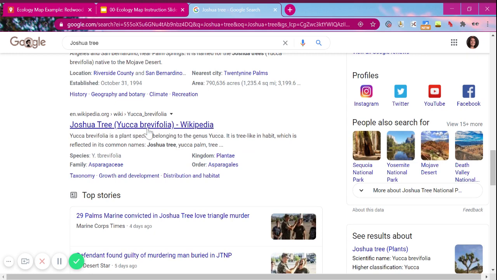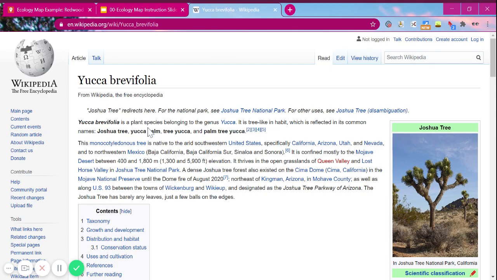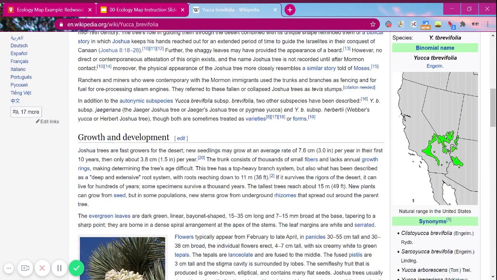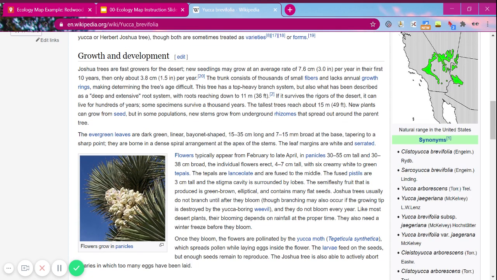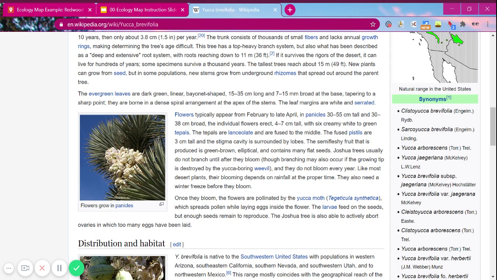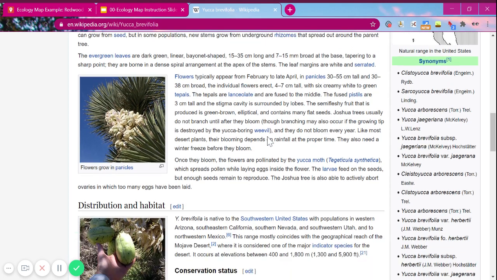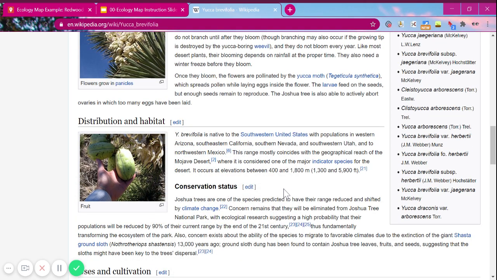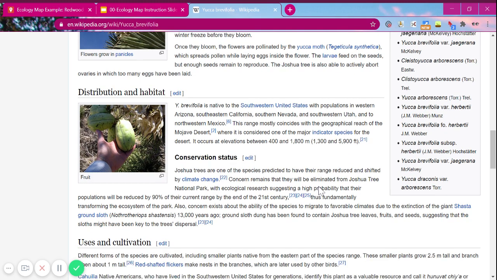So here it is. I'm going to click on Wikipedia. The nice thing about Wikipedia is it does mention where that species is found, and it also mentions a little bit its interactions. You can definitely start here at Wikipedia, but definitely research more. But this is a good starting point. So what I'm looking for is any kind of relationships these trees have with the environment and other species.